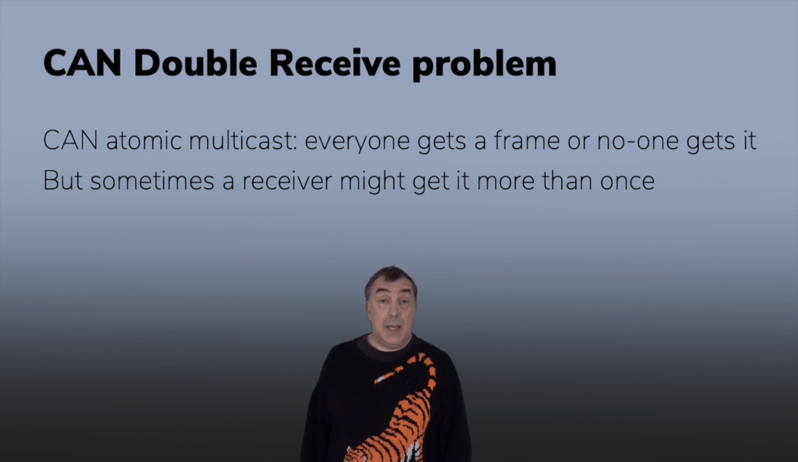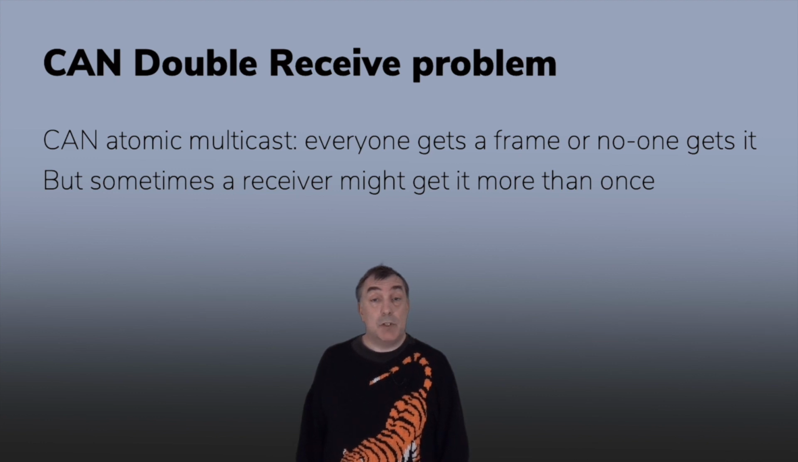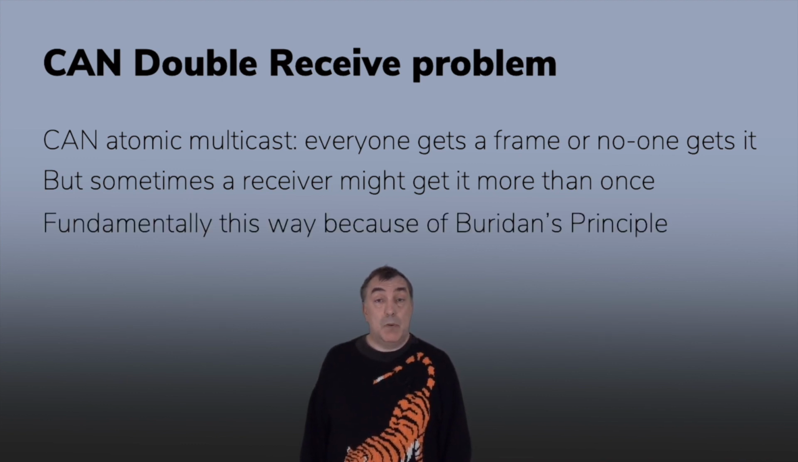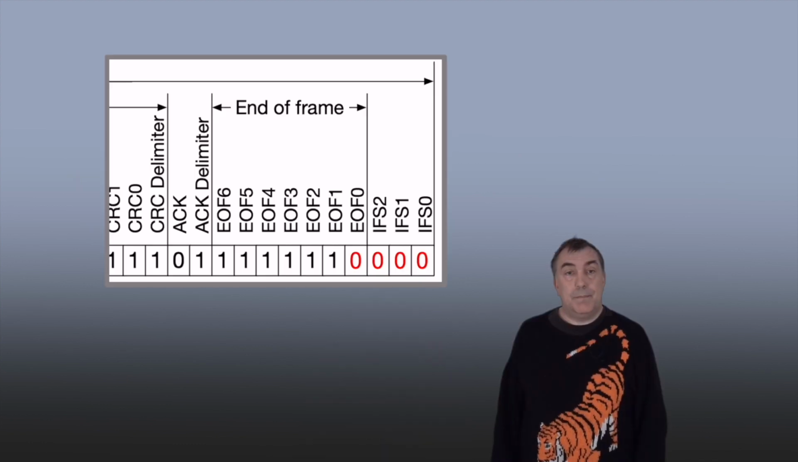That's not the fault of CAN, it's actually a flaw in the universe itself. It's not possible to ever guarantee multiple observers see a consistent view of a changing value at the same time. Leslie Lamport, famous for the Byzantine generals problem, discovered this fundamental principle, which he calls Buridan's principle. It's well worth reading his paper on it, because it crops up in multiple places in computing and electronics. But back to the CAN protocol.